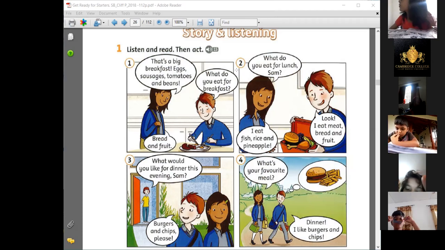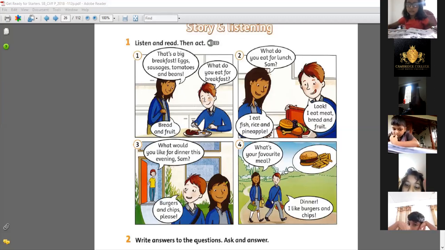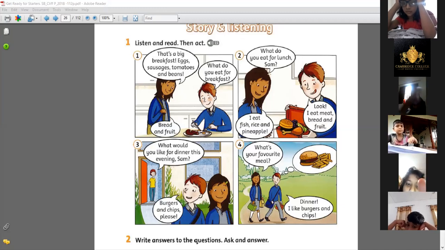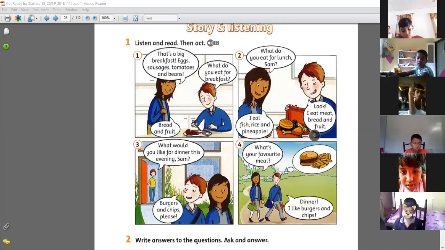Listening 15. Listen and read. Then act. 1. That's a big breakfast. Eggs, sausages, tomatoes and beans. What do you eat for breakfast? Bread and fruit.